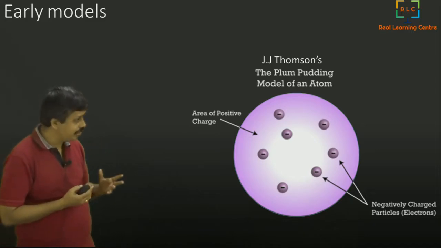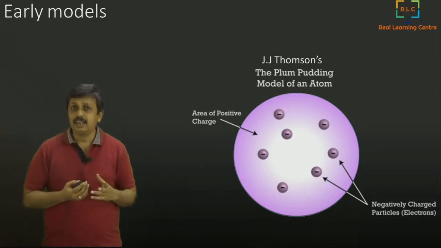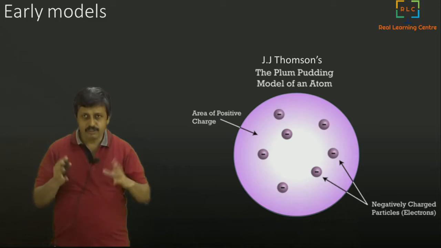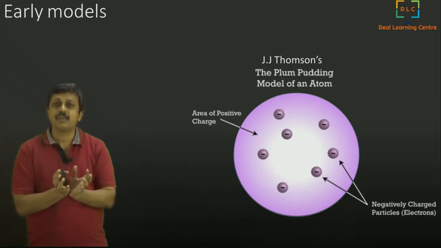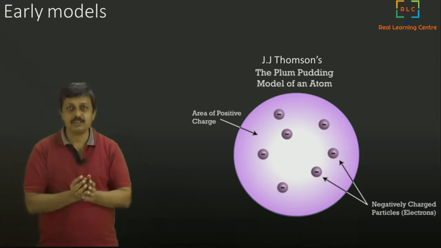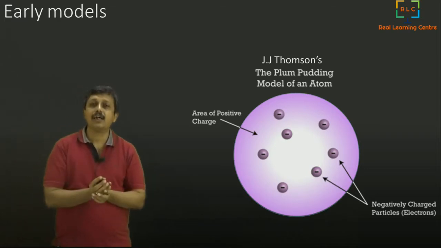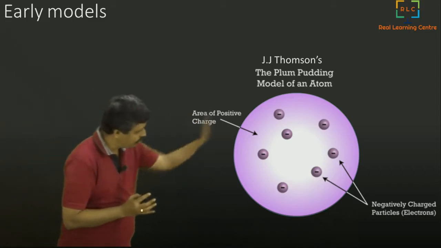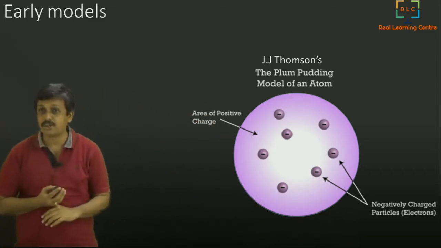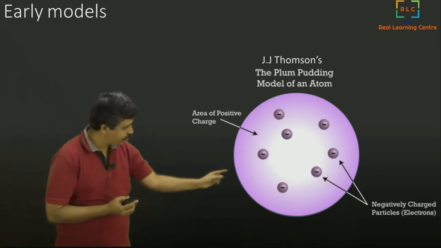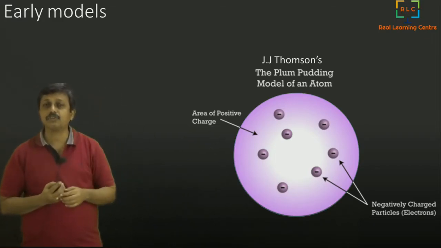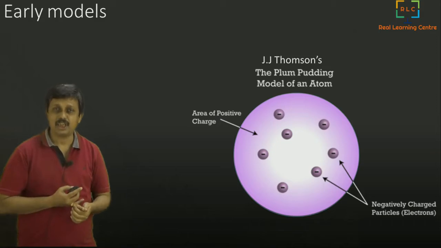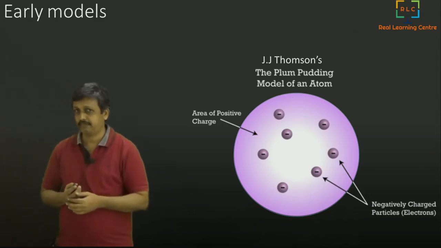He came with this theory that the whole of the atom looks like this. He calls it a pudding, like a cake pudding, where the whole thing is positively charged. You can see that the white part is positively charged, and in between you can see those small dots, rounds, which are electrons, which are negatively charged. So that is his theory.